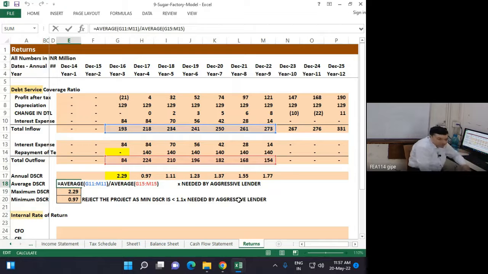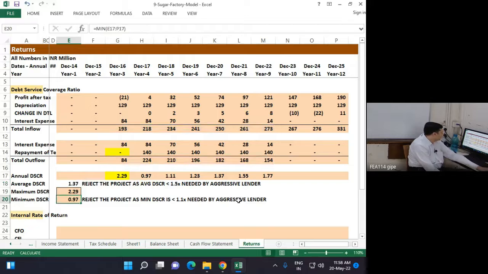Average DSCR needed by the aggressive. So you will see difference between aggressive and conservative lender. Somebody like Axis Bank or IndusInd Bank or RBL have slightly loosened credit criteria in order to solicit more business, whereas an SBI or a HDFC Bank will be typically conservative, which will generally have very stringent credit criteria. Okay, so 65% funding of the project seems difficult.